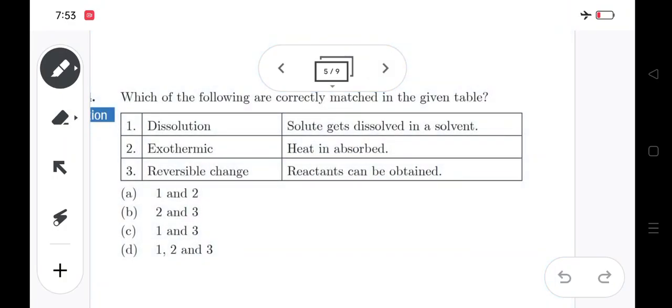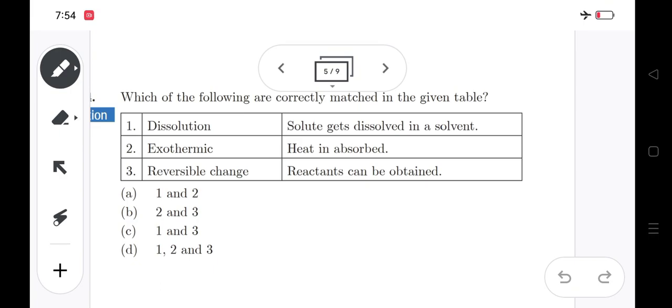Which of the following is correctly matched in the given table? Dissolution. That means dissolving something. Solute gets dissolved in a solvent. Yes, that is correct. Exothermic: heat is absorbed. Is that exothermic? A reaction in which heat is absorbed is actually endothermic. So the second one is wrong.